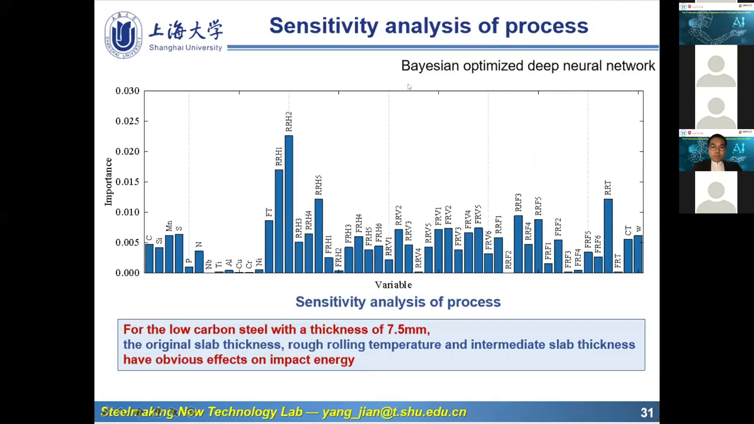And here is a sensitivity analysis of the process, based on the Bayesian optimized deep neural network. And for the low carbon steel with the thickness of 7.5 millimeters, the original slab thickness and the rough rolling temperature, this one, and the intermediate slab thickness, this one, have the obvious effects on the impact energy.